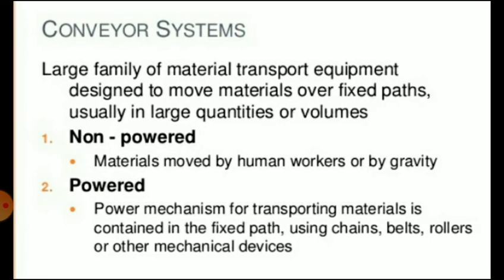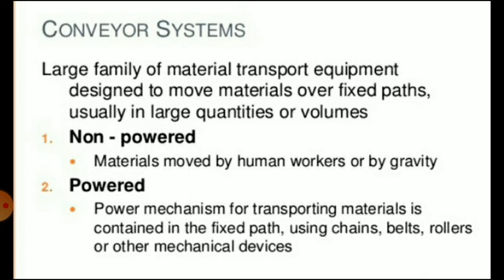Next is conveyor systems. A conveyor is a mechanical apparatus for moving items or bulk materials usually inside the facility. Conveyors are used when material must be moved in relatively large quantities between specific locations over a fixed path. The path may be in the floor, above the floor, or overhead. Conveyors are either powered or non-powered.